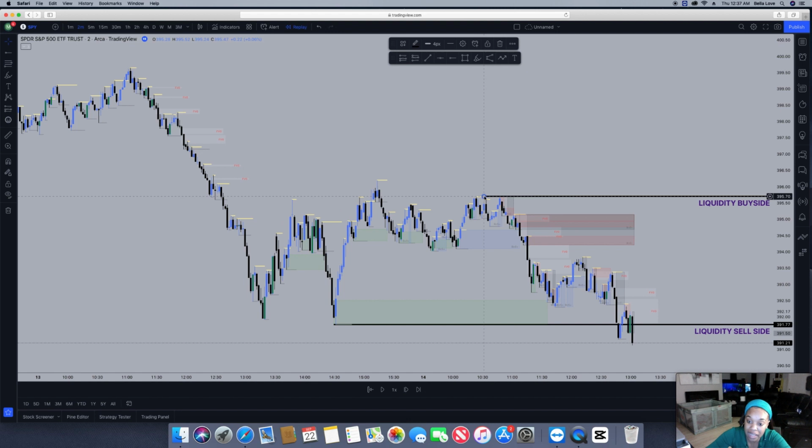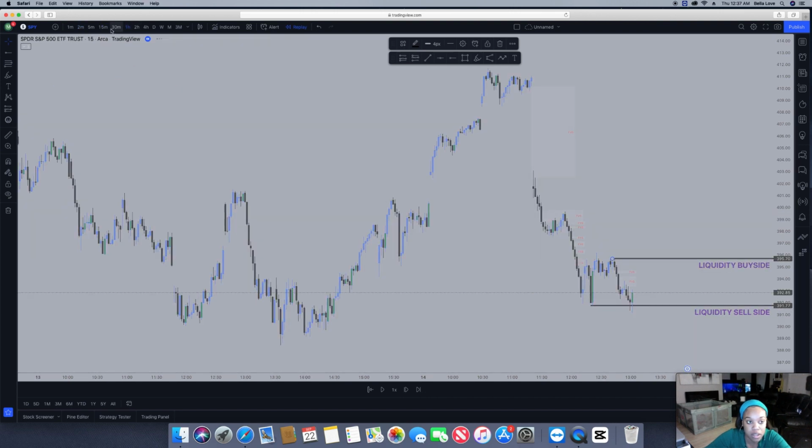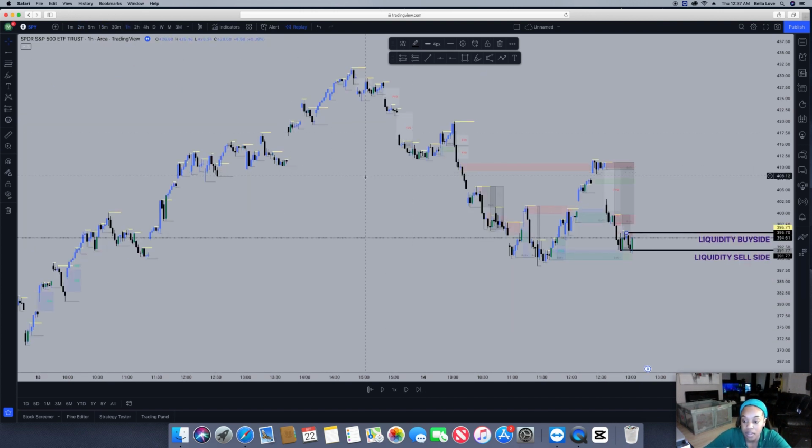The buy side liquidity is way up here, but I'll have my targets in between just in case it retraces and I have to take some profits. So here I'm looking for the bounce. Let me just look at the overall trend. From here, the overall trend is at a break of structure.